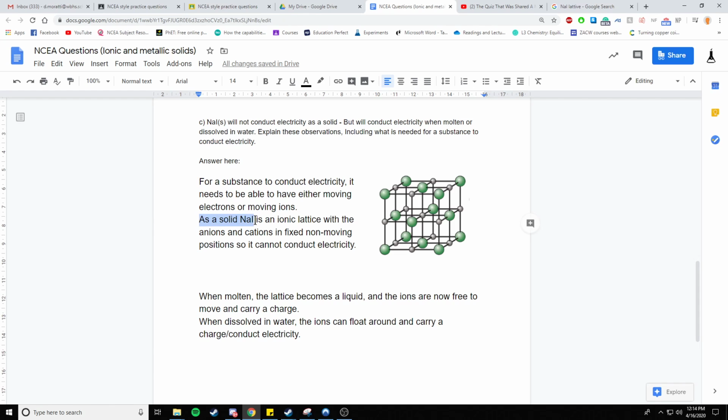As a solid, sodium iodide is an ionic lattice with anions and cations in fixed, non-moving positions, so it cannot conduct electricity. These ions are locked in place, so they cannot move and they cannot conduct electricity. When molten, the lattice becomes a liquid, and the ions are now free to move and carry a charge. So the ions can now move around and carry a charge, meaning it can conduct electricity. When dissolved in water, the ions can float around and carry a charge and conduct electricity. So that's all you need to put, and that is also an excellent answer.